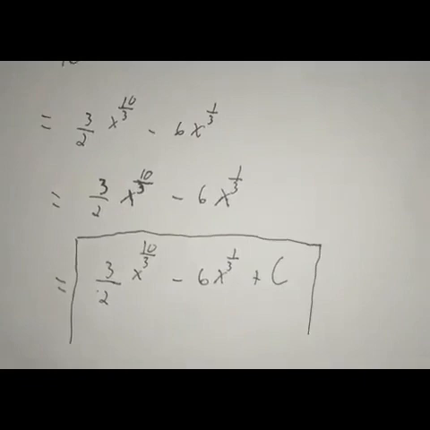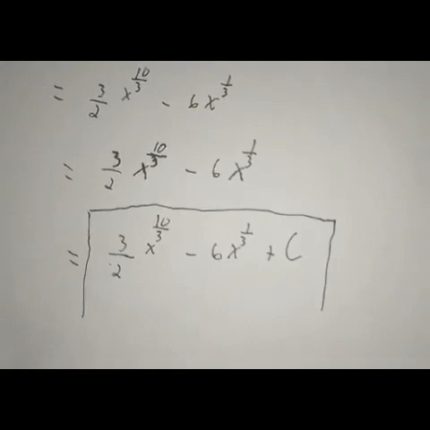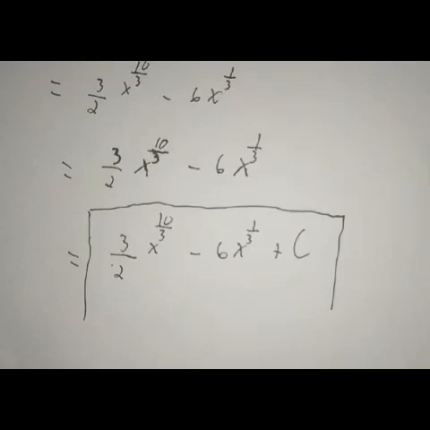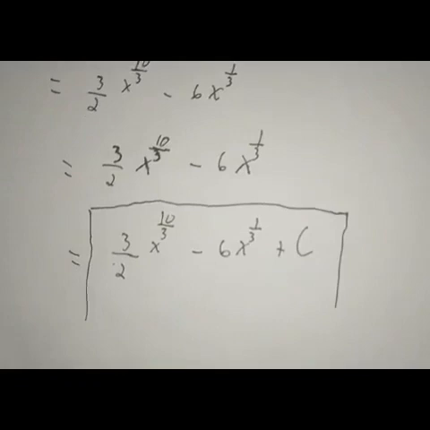Final answer of this integration is 3 over 2 x to the power of 10 over 3 minus 6x to the power of 1/3 plus c. C means constant. And that is how you do it.